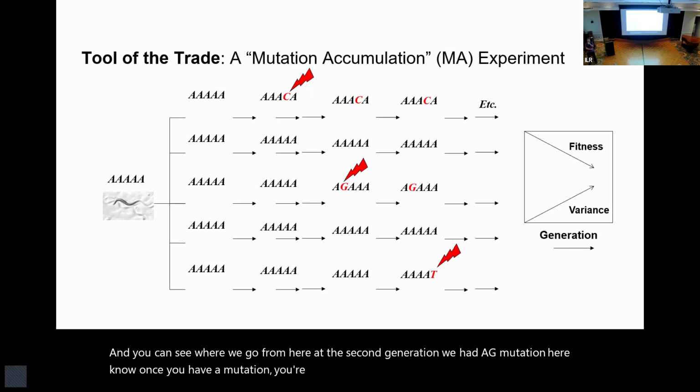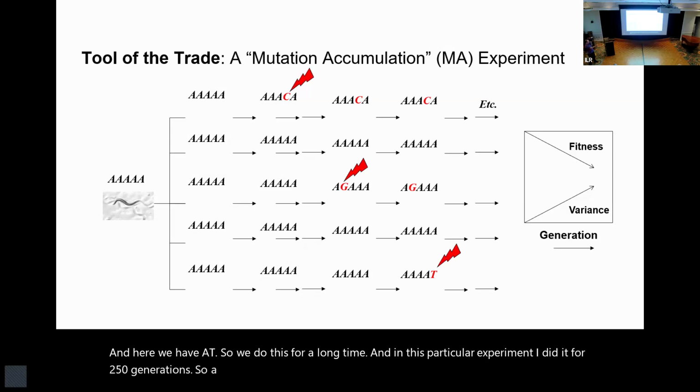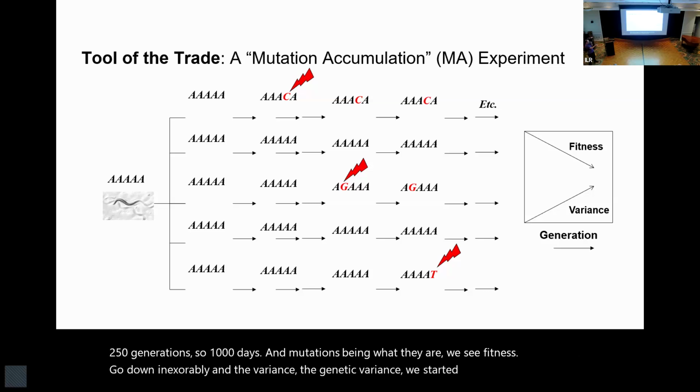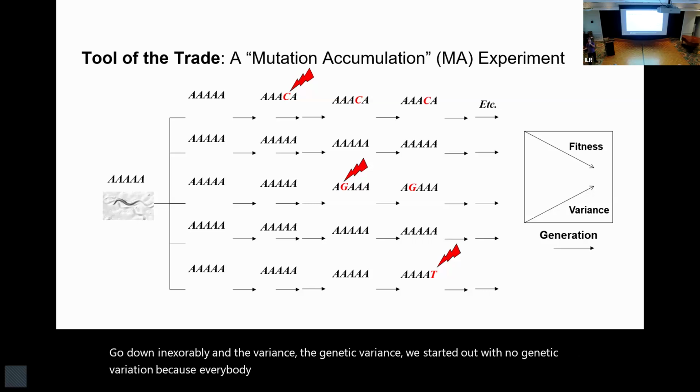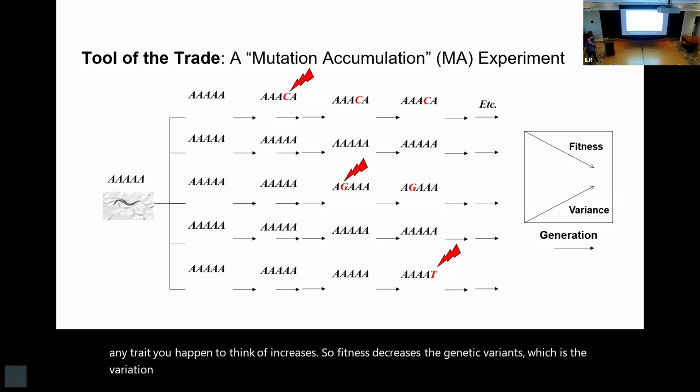In this particular experiment, I did it for 250 generations, so 1,000 days. And mutations being what they are, we see fitness go down inexorably. We started out with no genetic variation because everybody's genetically identical, and as these mutations accumulate, the genetic variance for any trait you happen to think of increases. So fitness decreases, and the genetic variance, which is the among-line variance for the statisticians in the house, increases.